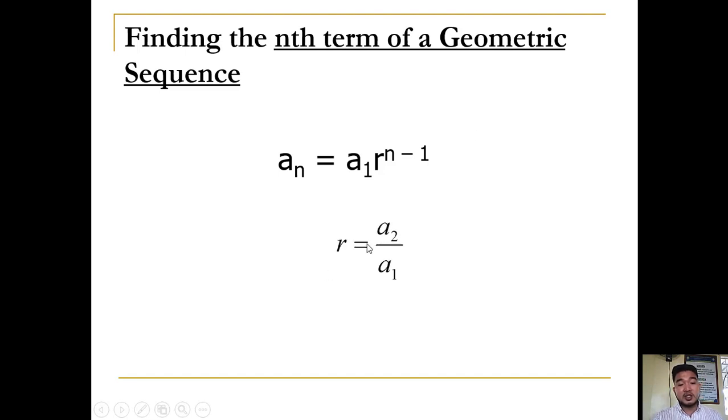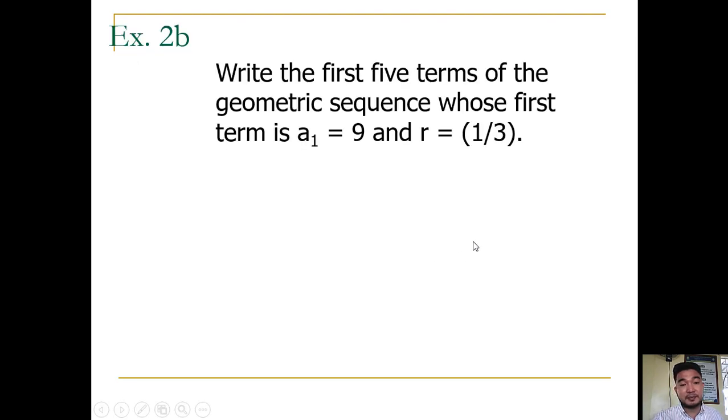And then the common ratio is, of course, being defined or can be solved by dividing the second term by the first term. Okay, write the first 5 terms of the geometric sequence whose first term is a sub 1, which is equal to 9, and the common ratio is equal to 1/3. So we already have here the first term and the common ratio.